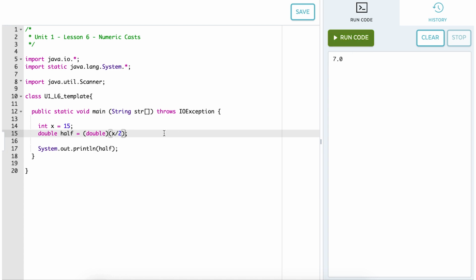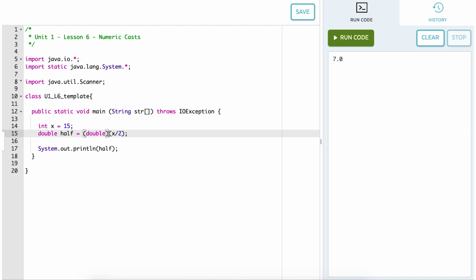So again, we still have the same problem, right? And if you think about it, it's because we've done our parenthetical division, 15 divided by 2, and then we've tried to cast that int division, which became 7, down to a double again. So we haven't really addressed the problem, which is that we want to be doing double division.